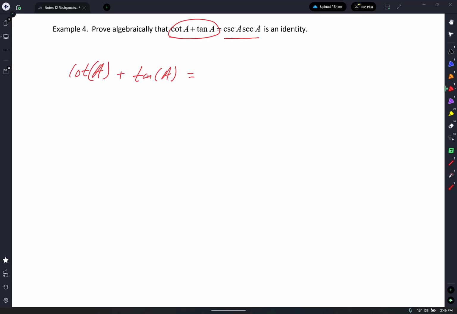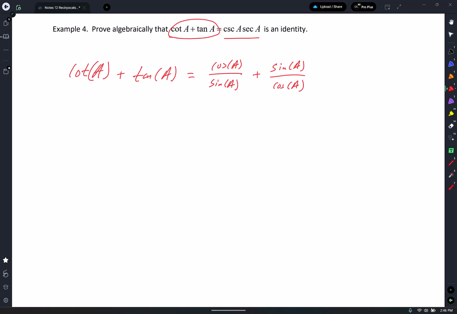Okay, so your first move, make cotangent and tangent in terms of sine and cosine. Cotangent is what over what? Which one is it? No, not squared. Just cosine A. You got to keep the argument over sine A. That's cotangent. Plus, and then what is tangent? Sine A over cosine A. Get up to there. Are we okay so far?